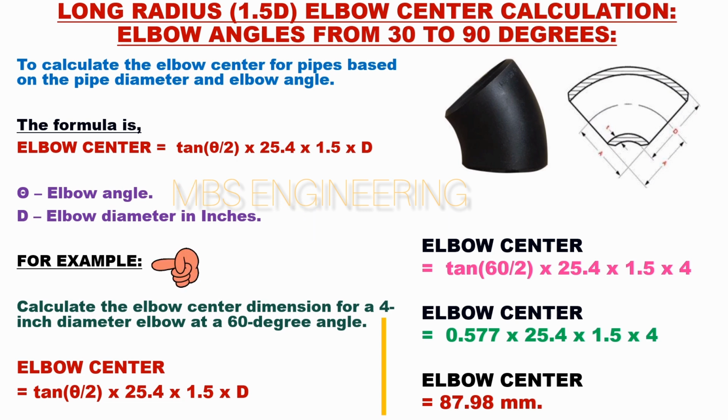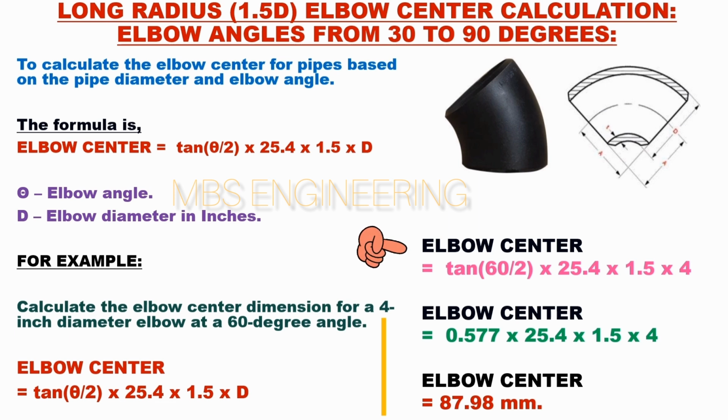Next, we will learn the sample elbow center calculation for the better understanding. Next, calculate the elbow center dimension for a 4-inch diameter elbow at a 60-degree angle. Elbow center is equals to tan theta divided by 2 into 25.4 into 1.5 into D.